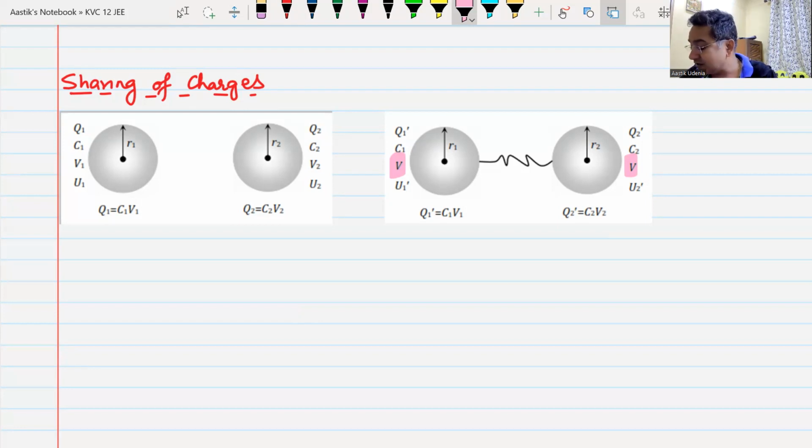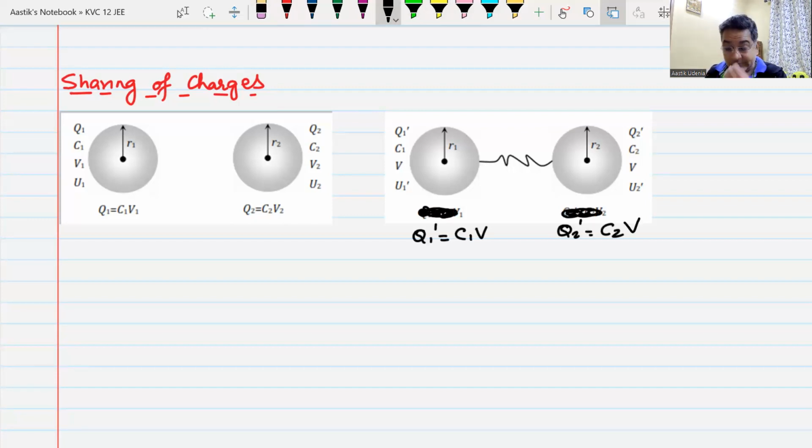Their energies are also going to change. The only thing that is going to remain constant is the capacitance, because capacitance does not depend on the voltage. Yes or no? In the initial case, you can write the charge on the conductor as C1 into V1. In the final case, you can write the charge on the conductor as C1 into V and the charge on the other conductor as C2 into V. Do we understand this? We have already seen how we are going to solve this question, but now we will see it in a new light, that we know 1 by 4 pi epsilon naught into R is actually the capacitance of this conductor.